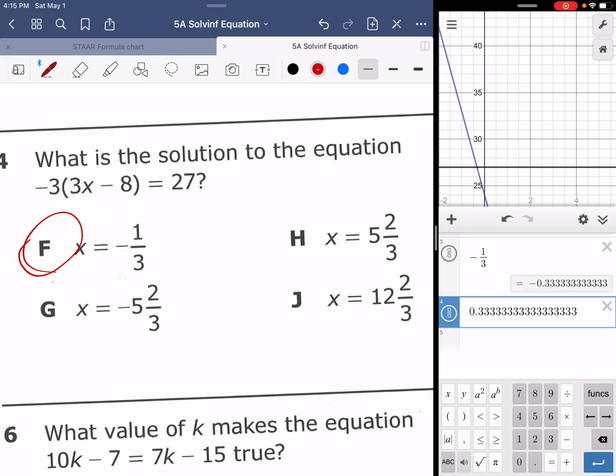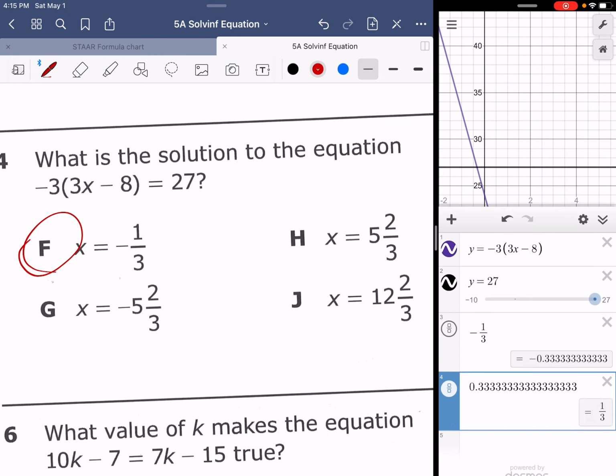How many 3's do I have to write in order to make it as a fraction? Yep, just like that. All right.